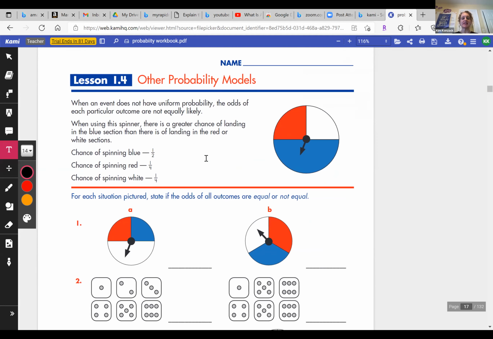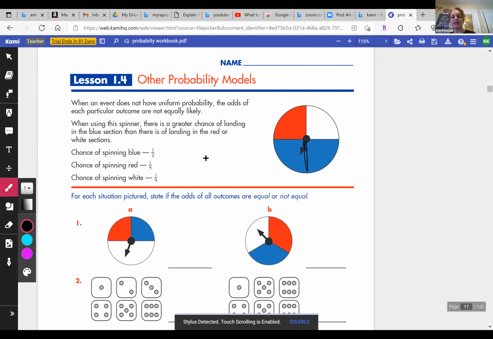we could see that there is a greater chance of landing in the blue section than there is of landing in the red or the white section. So the chance of spinning a blue would be a half. You could think of this piece of the blue as kind of broken up. So there's four pieces. There's two chances of getting a blue, which is a half, one chance of getting a red, and one chance of getting a white, which is 1 out of 4.